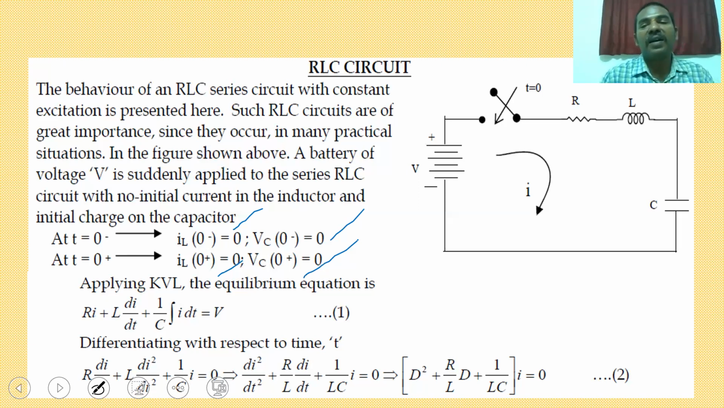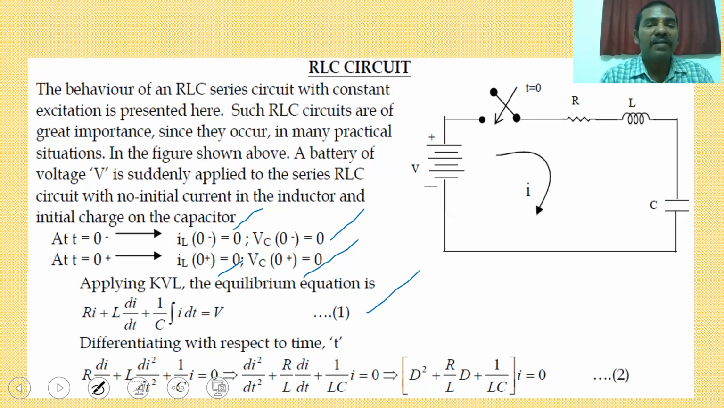The voltage drop across the resistor is R into i. The inductor drop is L di/dt. The capacitor drop is 1/C integral i dt. The sum is equal to V. So R i plus L di/dt plus 1/C integral i dt is equal to V. So this is your equilibrium equation. Here integration is there.